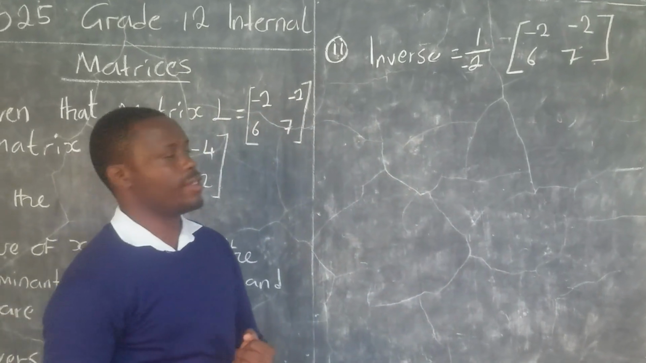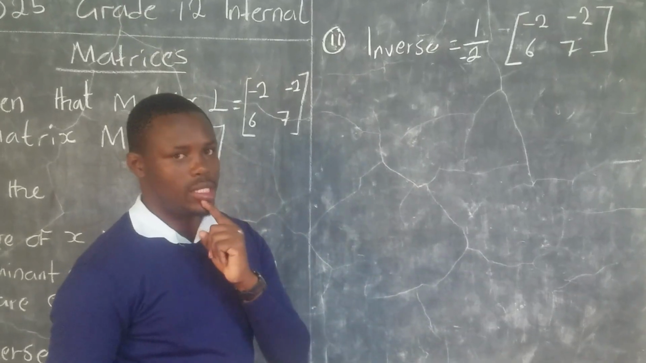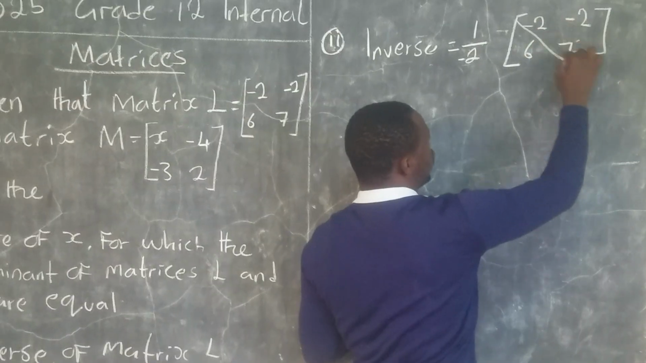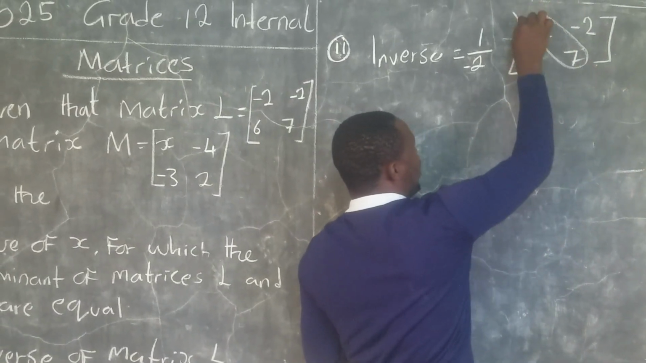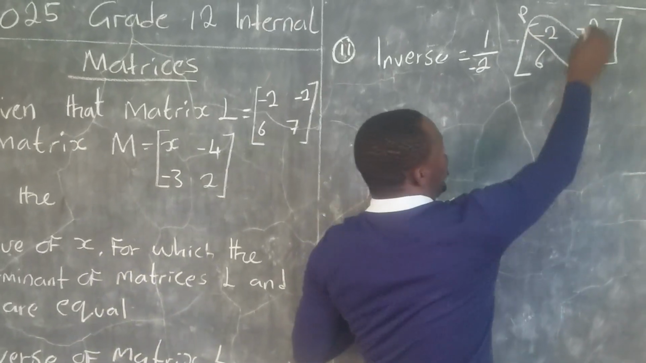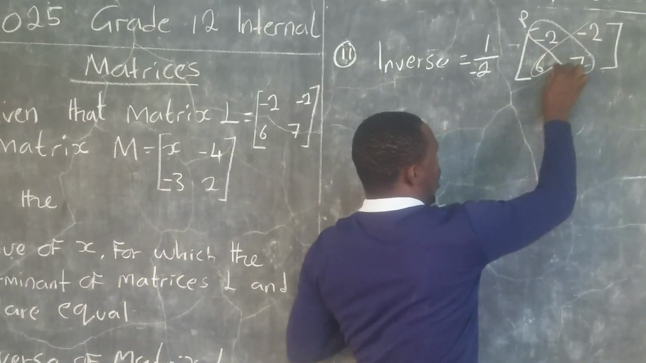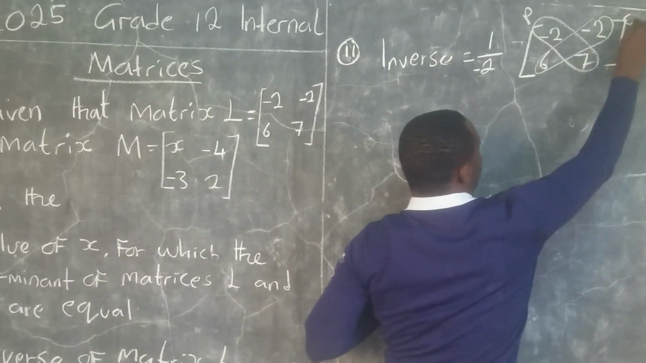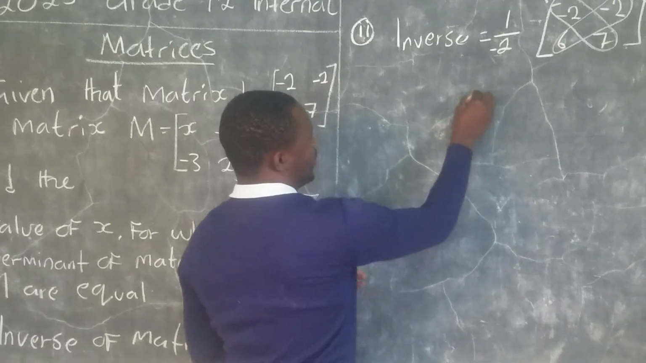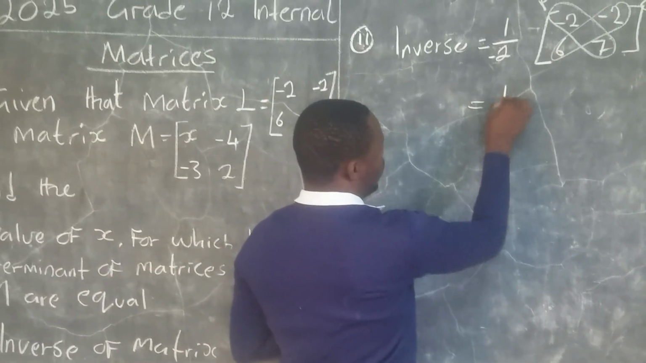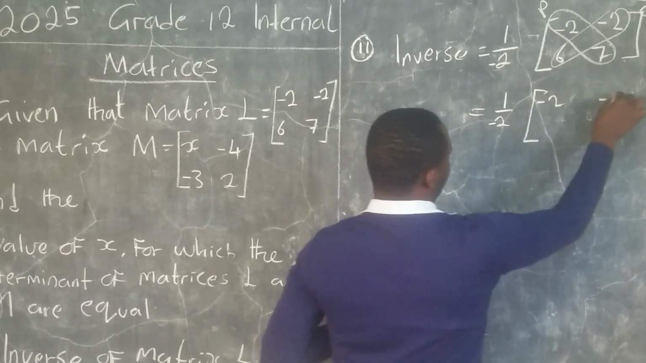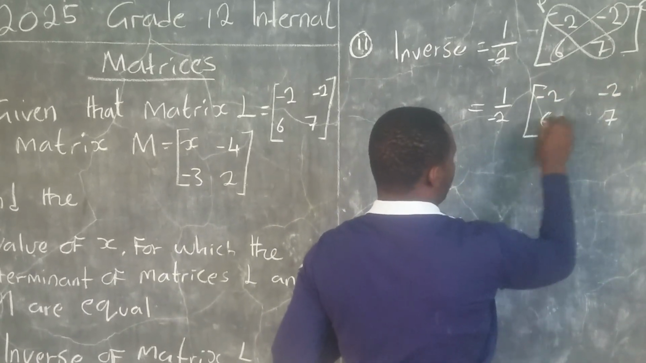Now, listen class. For you to find the inverse, always these numbers, you have to swap them in position. Then these opposite numbers here, they change in sign. So always change the sign part. How is it going to be? It's simple. So the new matrix is 1 over negative 2, open bracket, negative 2 there, 7, then 6.